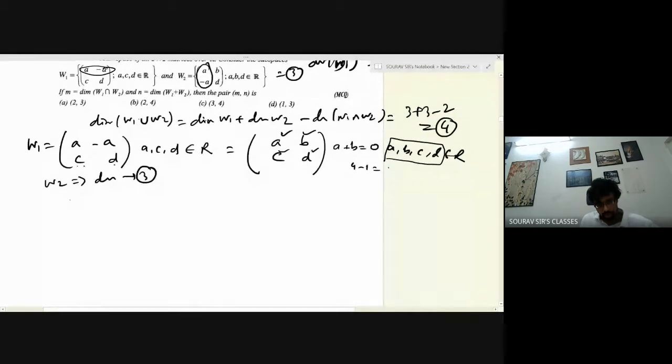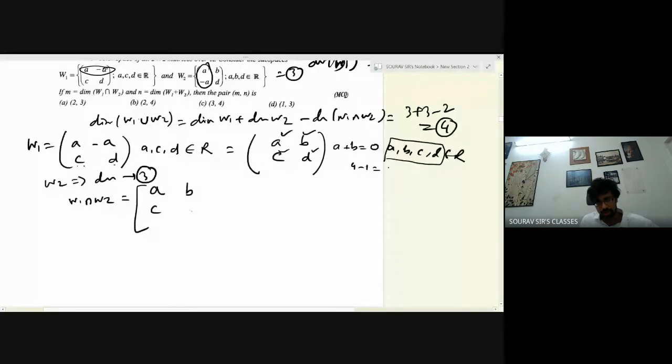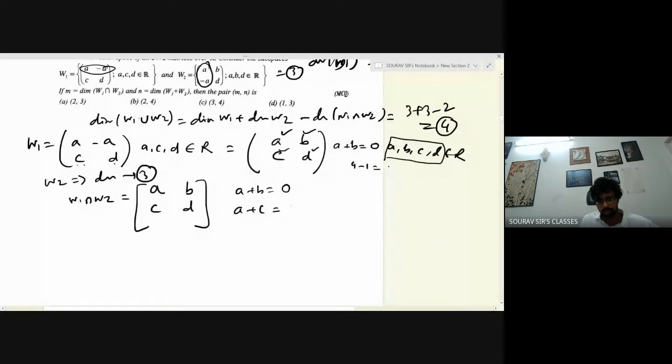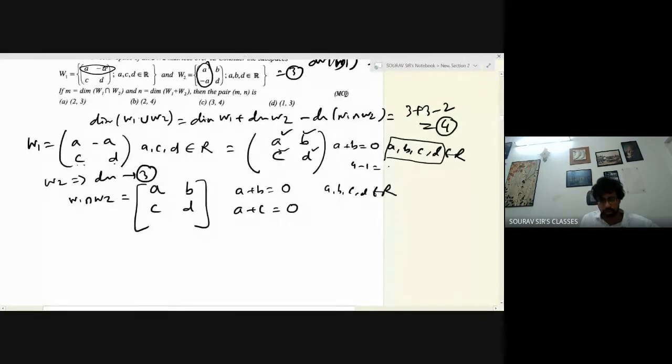Now, when it comes to W1 intersection W2, what is that? So this is A, this is B, this is C, and D, where A plus B equal to 0 and A plus C equal to also 0 and A, B, C, D are there. Clear now? So there are two possible sets which we can form, and this gives us a dimension.